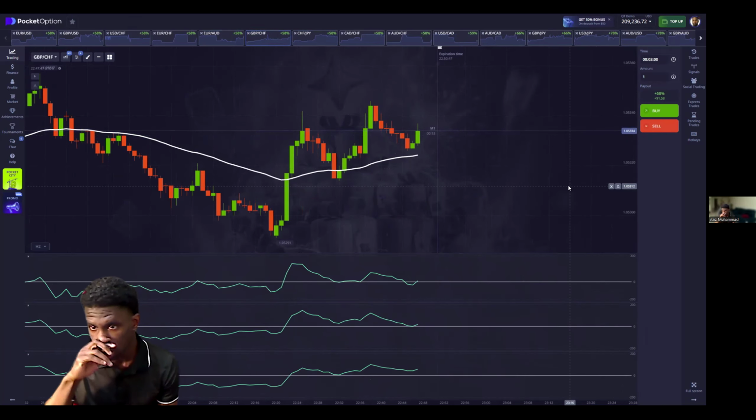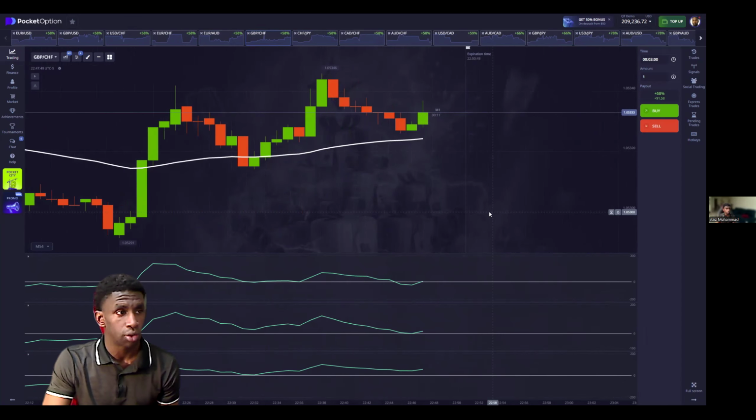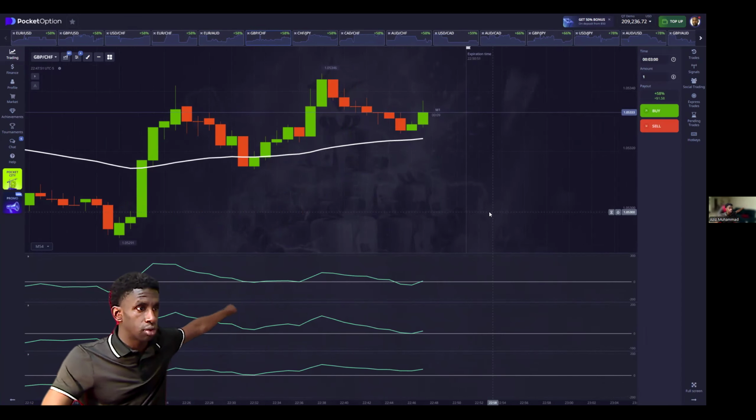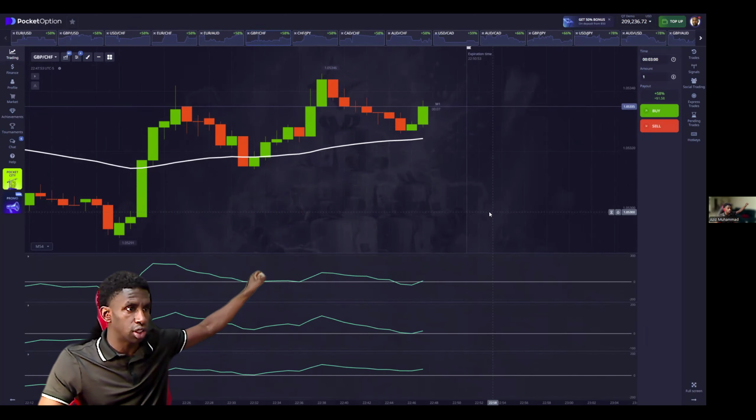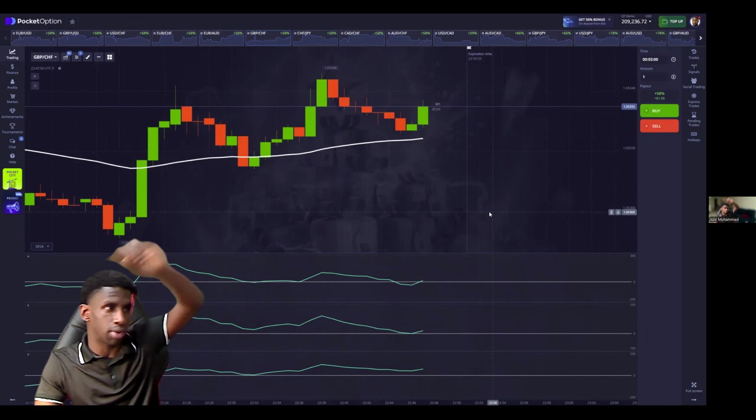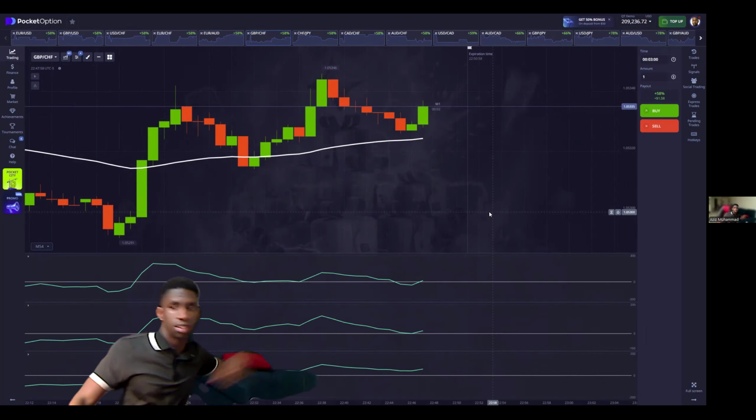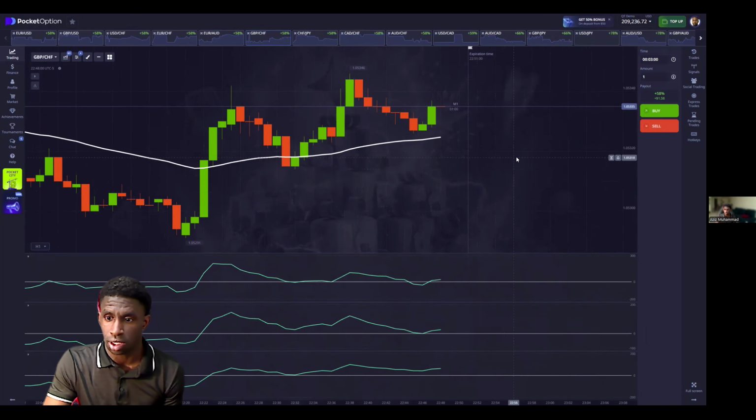Let's see what happens here, y'all. If it crosses above, we're going to zoom in. As you can see right here, all the way over here, all the way to the end. I'm trying to point, I can't point. All the way to the end. Let's see if it crosses over. Give me a clean one, that's fine.